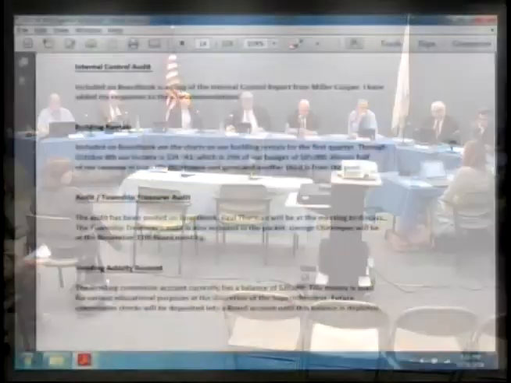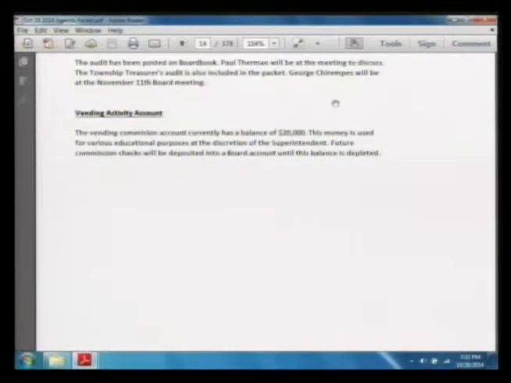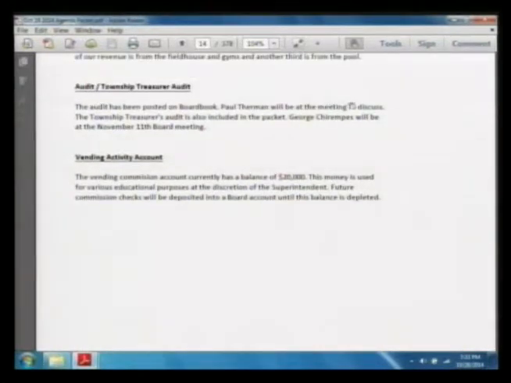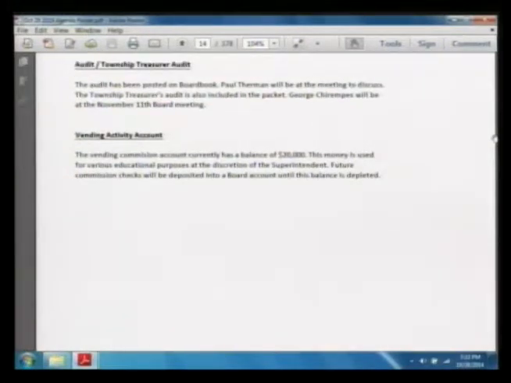We'll come back to the internal control audit. There was a question there. On the building rentals, I've got a chart in the Board Book that runs through October 8th. Our total income of $24,000 was 29% of budget, and about half of that comes from revenue from the field house, and a third of it comes from rental at the pool at this time of the year. Also included in your packet was the audit for the Township Treasurer's Office. Their board approved that audit last Tuesday, and it was sent out to you last week.